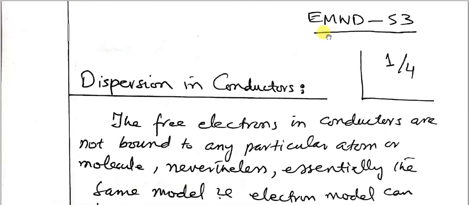Today's topic is dispersion in conductors. In the previous topic we did dispersion in non-conductors. In this topic we will be discussing how dispersion takes place in conductors. What are the factors which are responsible for the dispersion? The topic code is EMWD-S3.